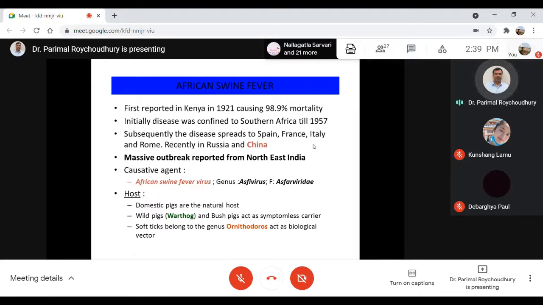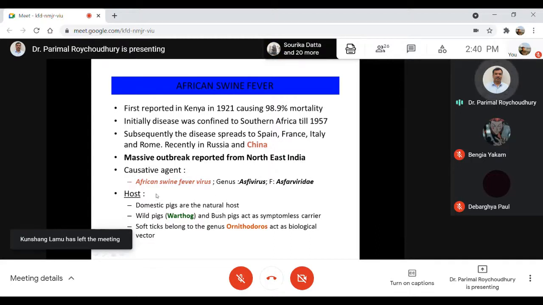But again, recently in the 80s, the virus spread to the European continent, and thereafter it gradually expanded to enter Russia, then China, South Asian countries, and last year India. So the disease is spreading, and from last year onward, we could record massive outbreaks in the northeast of India.